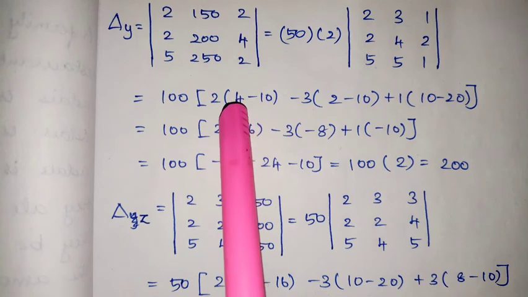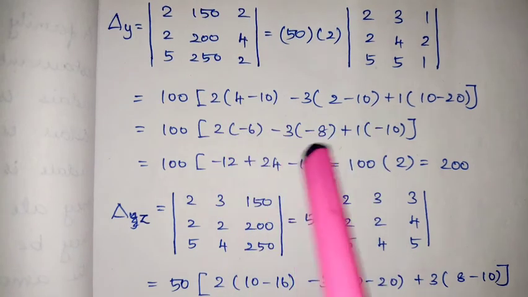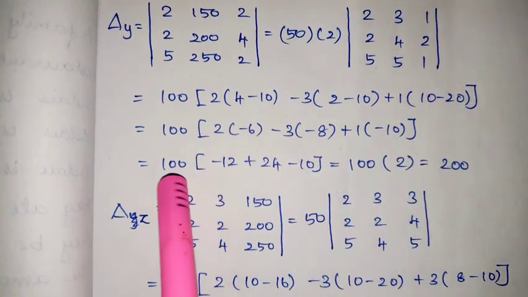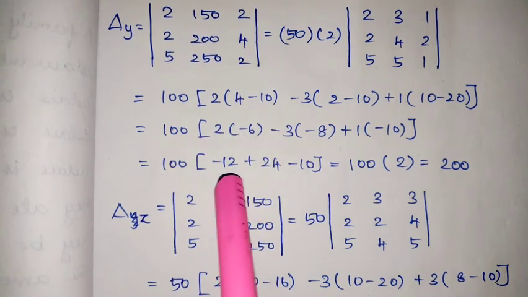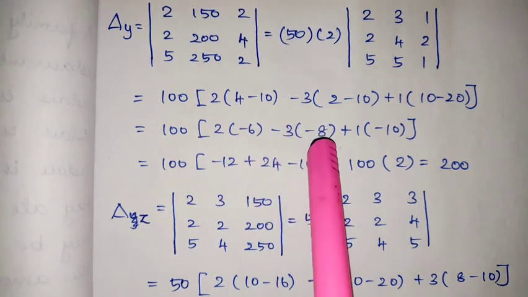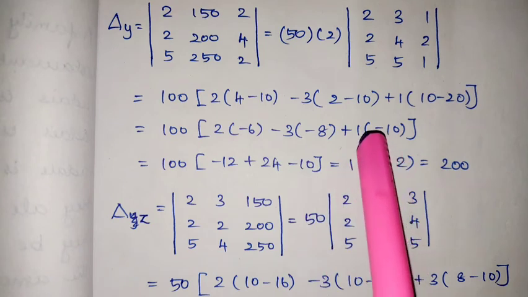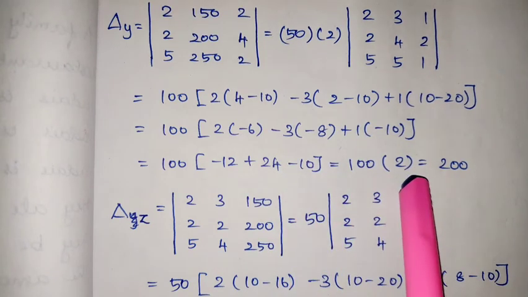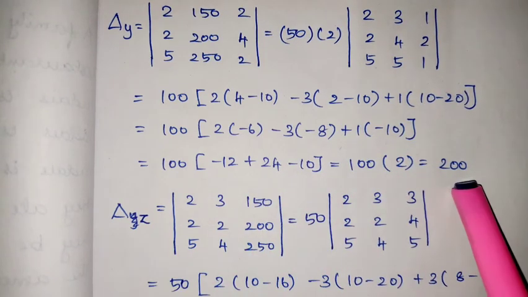So 100 into minus 6, minus 8 and minus 10. 100 into 2 into minus 6 is minus 12. Plus minus 3 into minus 8 is 24. And this is minus 10. So 100 into 2, which is equal to 200.